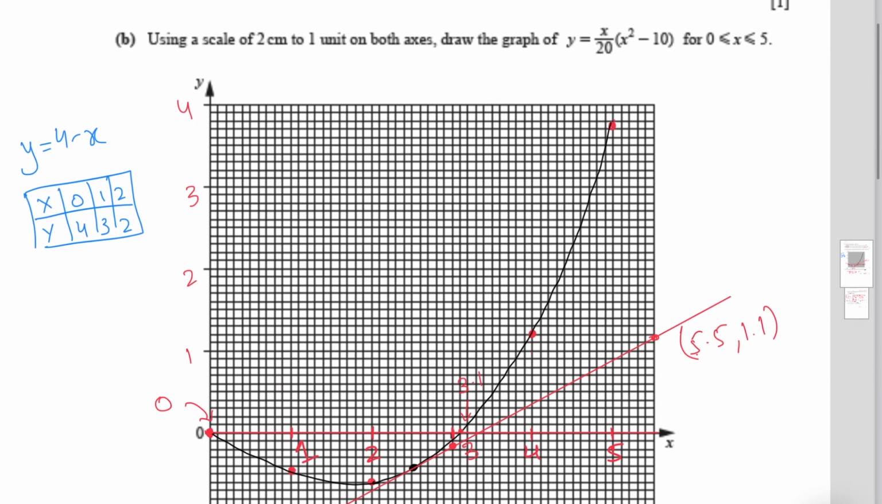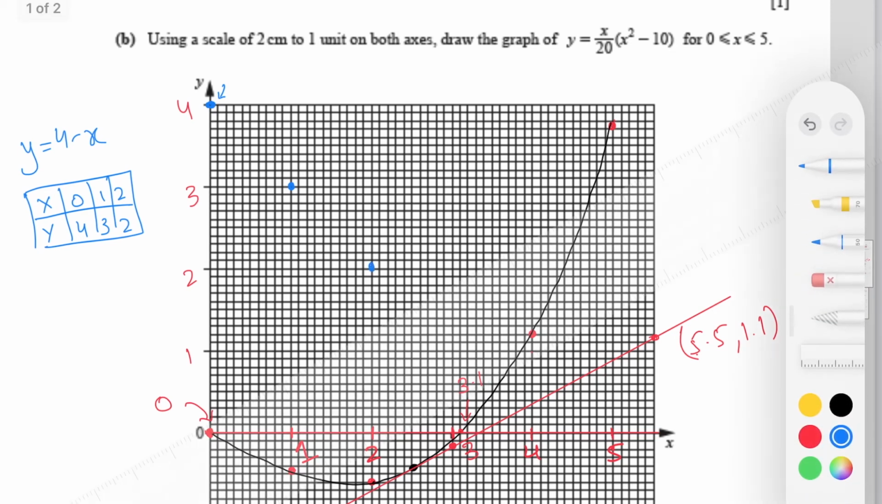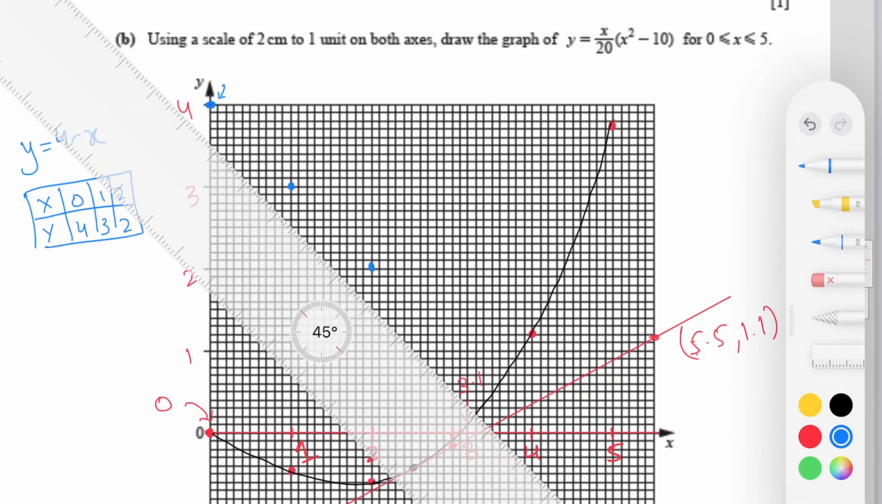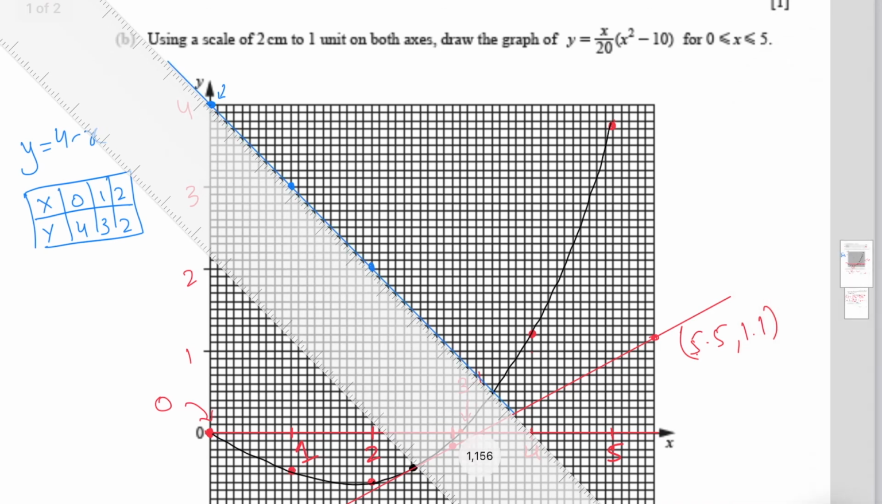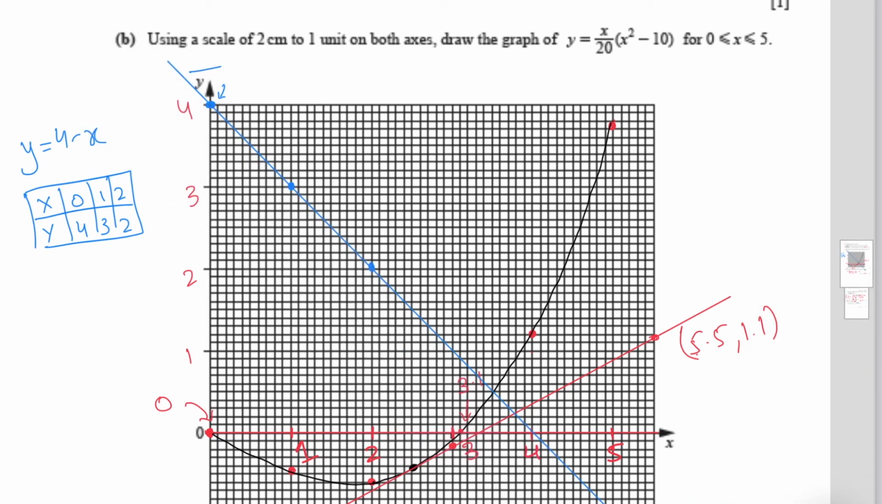So if x is 0, y is 4, this is the point. This is one of the points right here. When x is 1, y is supposed to be 3. So the other point is right there. When x is 2, y is supposed to be 2. So the third point is going to be right there. Now let's plot a straight line that crosses this graph as well, this curve as well. Let's see what we have. Okay, so we have this line over here. This blue line is the graph for y equal to 4 minus x.